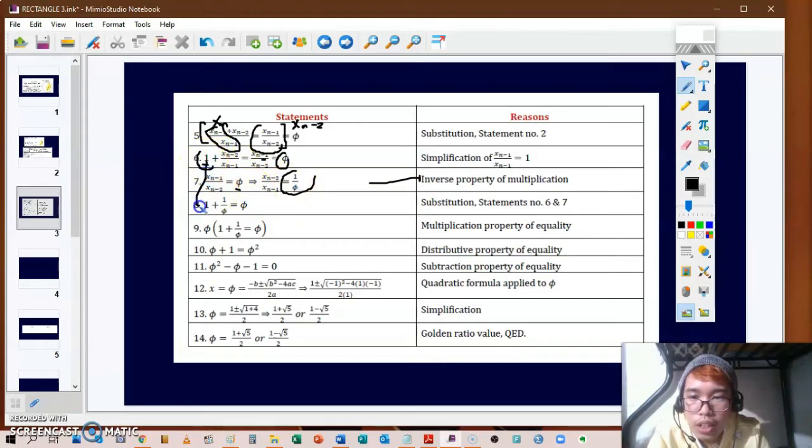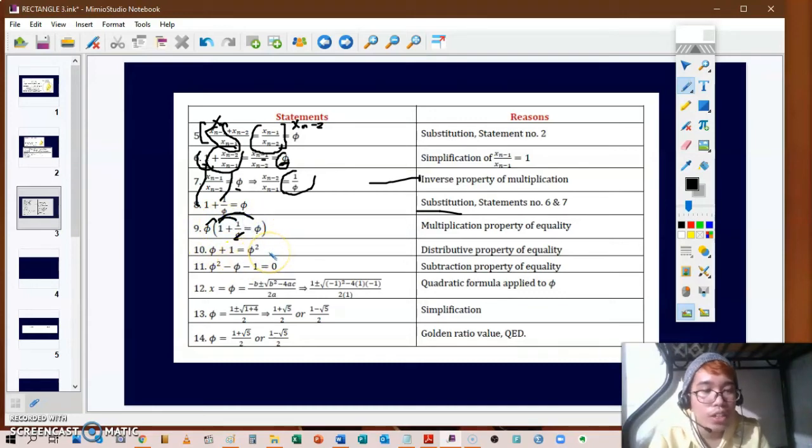So 1 plus 1 over phi, the reciprocal of this one, is equal to phi. Essentially this one. So that's the substitution for statements number 6 and number 7. And from here, we can try to remove phi here at the denominator, so we can multiply the entire equation by phi, or the golden ratio, the Greek letter that we still don't know the value of yet. We multiply that to phi. This cancels out the bottom, and we get here phi plus 1 is equal to phi squared.